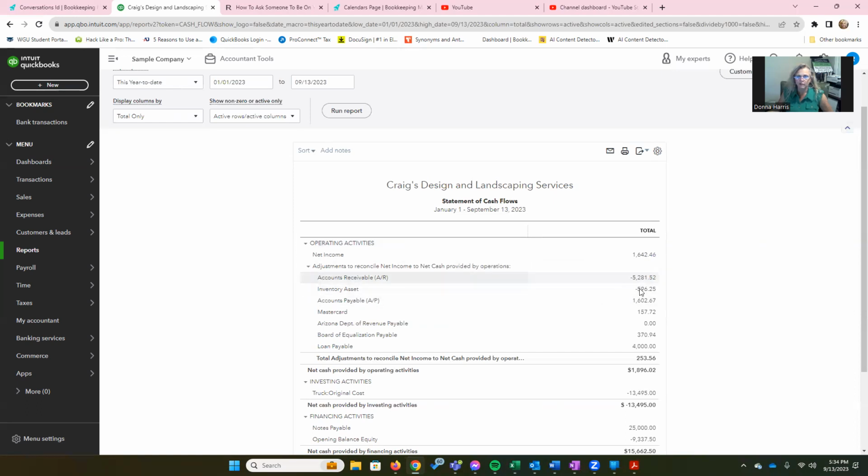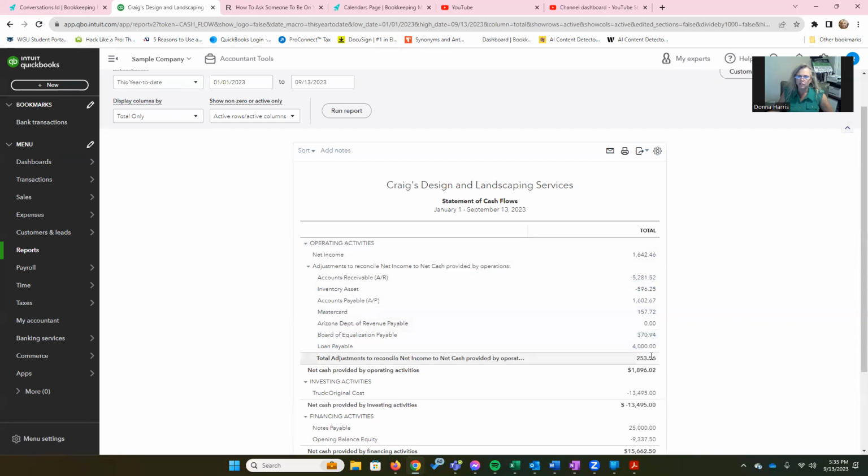Okay. Now we have an inventory asset. That's the same thing. That was purchased on credit. We have accounts payable. This is money that you owe, but you haven't paid yet. And then same thing with you spent some money on your MasterCard, or you spent some money. I can't click onto these. We have MasterCard. We have Board of Equalization, which is a tax. We have loan payable.